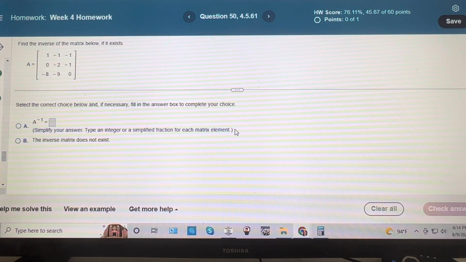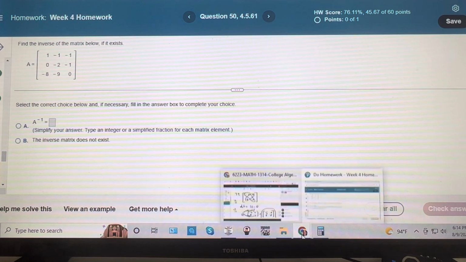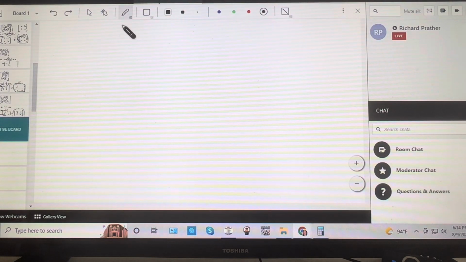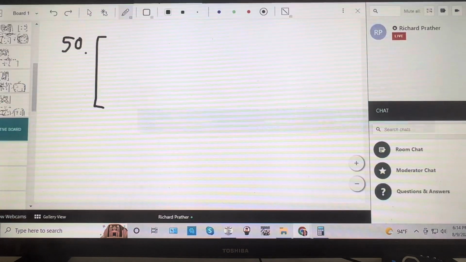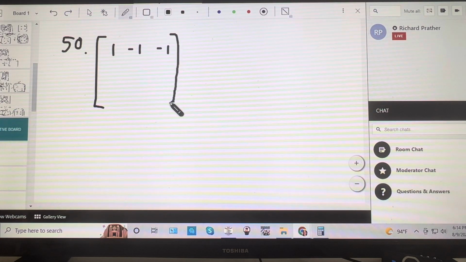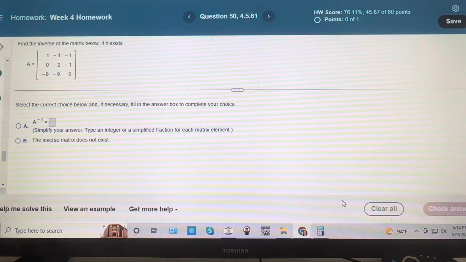Okay, so 3 by 3. The process is a little different for 3 by 3. Here's what you do. The original matrix is 1, negative 1, negative 1. Zero, negative 2, negative 1.